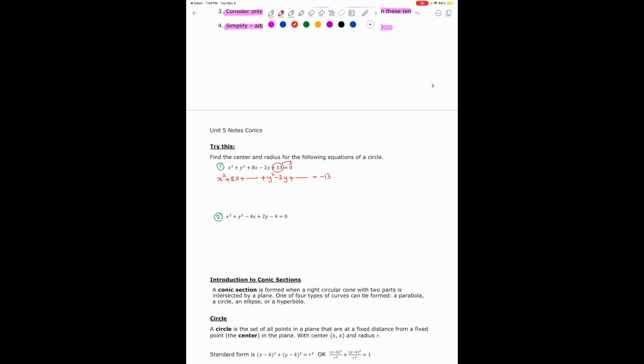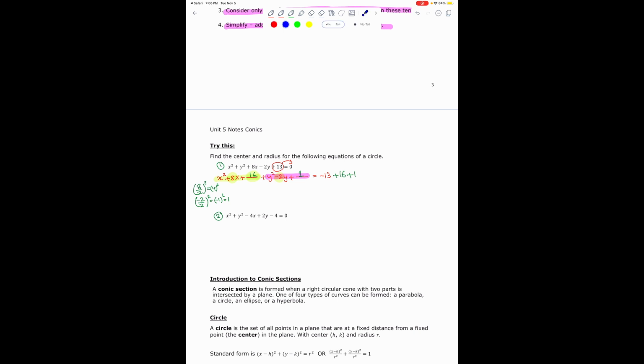Now, I will focus on the x terms first, and I will find the number that I will add here. So I will take the coefficient of the linear term, divided by 2 and square it. That is 4 squared, which is 16. So I'm going to add 16 to both sides of the equation. In a similar manner, I will take the coefficient of the y terms, the linear term, and I'm going to divide it by 2 and square it. And that will give me negative 1 squared, which is equal to 1. So I'm going to add 1 here, and I'm going to add 1 to the other side of the equation.